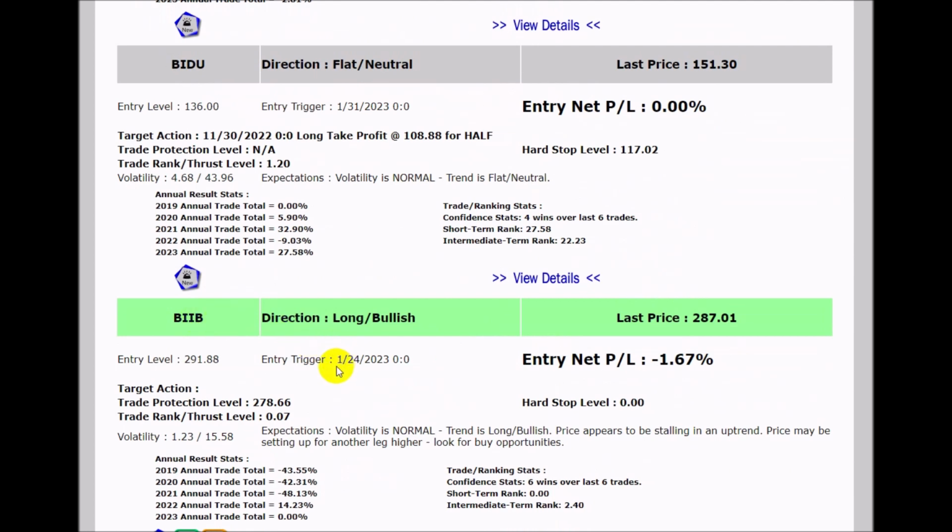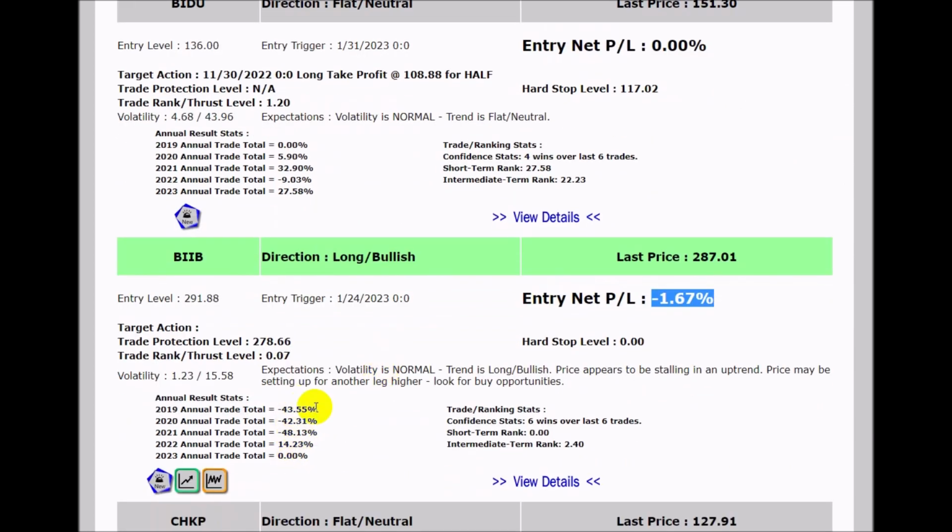BIIB is a long trigger from about 5 days ago. It is negative, meaning it has not turned into any profit. We don't have any take action yet. You can see that it's got mixed up a little bit. This is still a viable trigger.